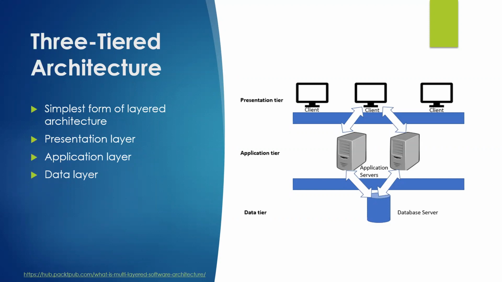The application layer. This is the middle tier of this architecture. This is the tier in which the business logic of the application runs. Business logic is the set of rules that are required for running the application as per the guidelines laid down by the organization. The components of this tier typically run on one or more application servers.